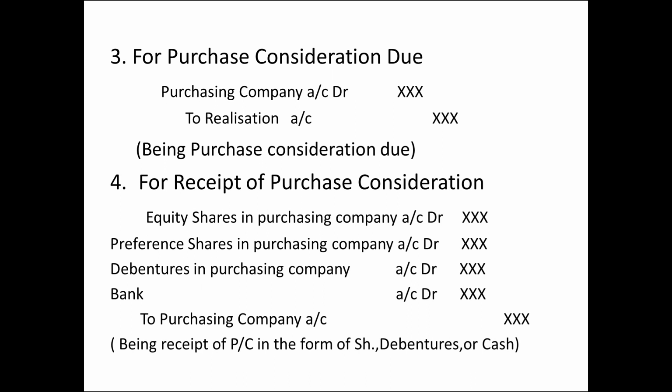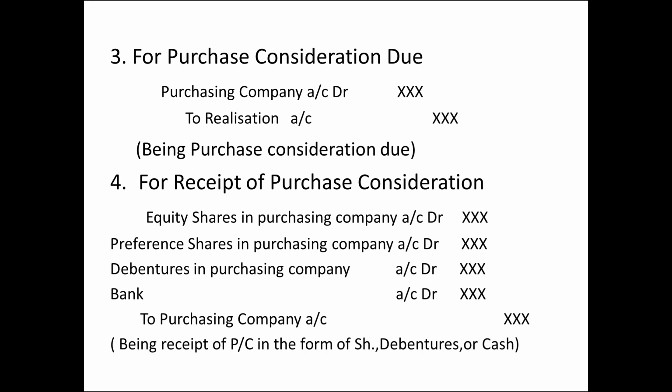Clear? And for the third entry, when the assets and liabilities are taken over, the purchase consideration has to be paid by the purchasing company to the selling company. So for that we have to post an entry. What is the entry? Purchasing company account debit to realization account, right? In place of purchasing company, whatever name is given in your problem, that has to be written here. So purchasing company account debit to realization account, right?